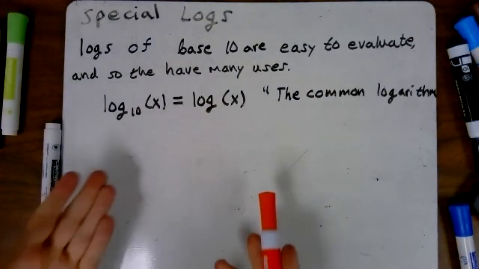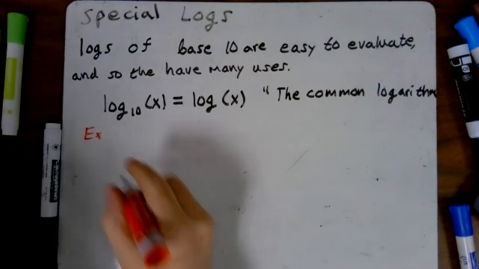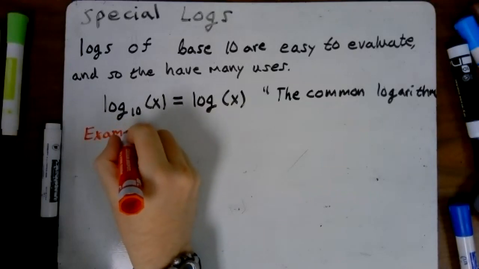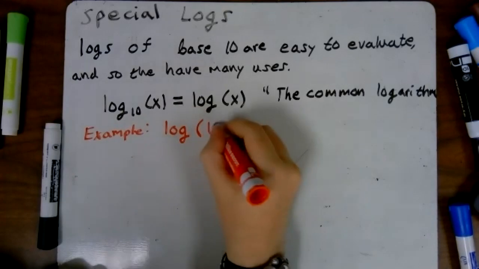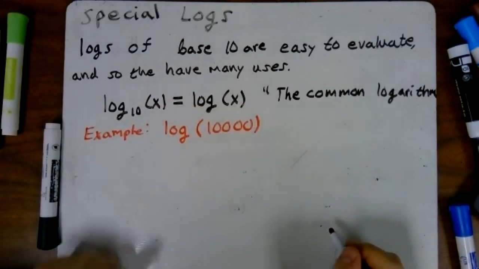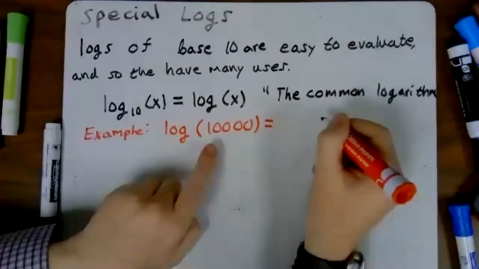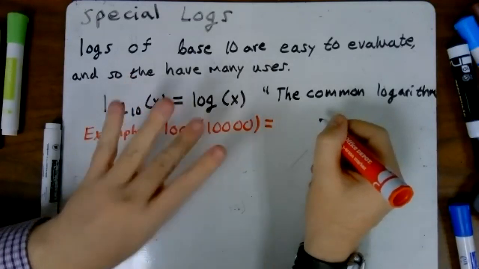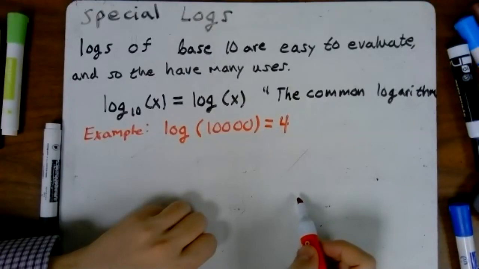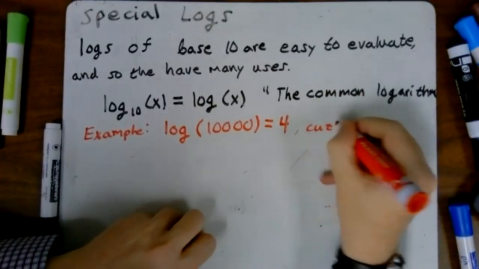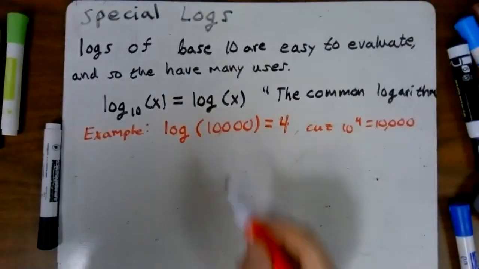All right, and now an example. Let's say we need to find the log of 10,000. Well, whenever we don't see a base, it means that's really log base 10. So log of 10,000: 10 times 10 is 100, times 10 is 1,000, times 10 is 10,000. It's 4, which you can get by counting the zeros. 1, 2, 3, 4. Okay, that's simple.